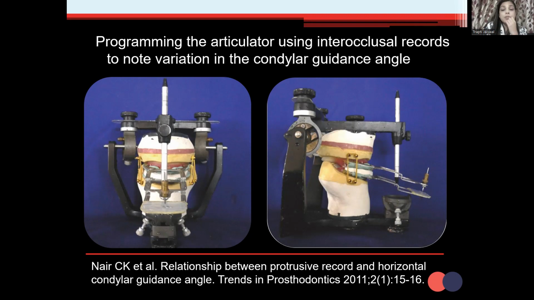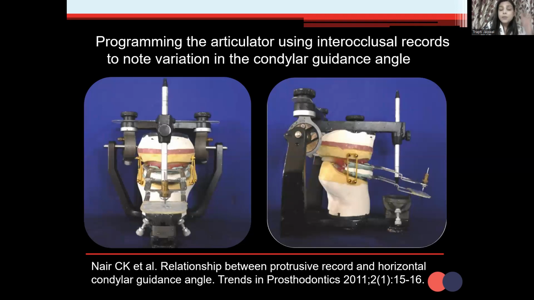Also, the protrusive check records are inserted into place. While putting the protrusive record into place, we will loosen the articulator, and then we can check the horizontal condylar guidance angle with the help of the protrusive records. The lateral condylar guidance angle is obtained with the help of the formula. So this was the method of programming the articulator using the check records and obtaining the protrusive guidance angle and the lateral condylar guidance angle.